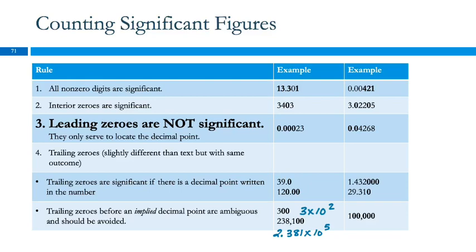If I wanted to indicate that those zeros were significant, I'd write 3.00 times 10 to the 2, and then it would be clear.